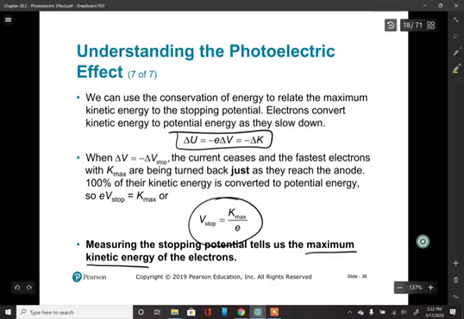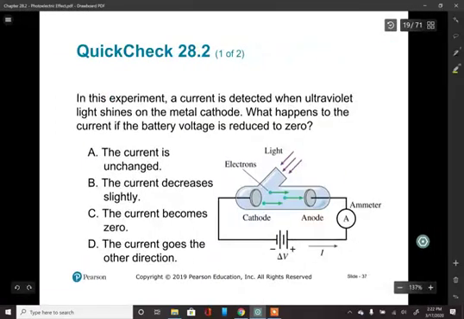Here, we're converting kinetic energy that the light gave the electrons into potential energy that the electrons have to fight against to go to the other side. That's all it is, just energy conservation.